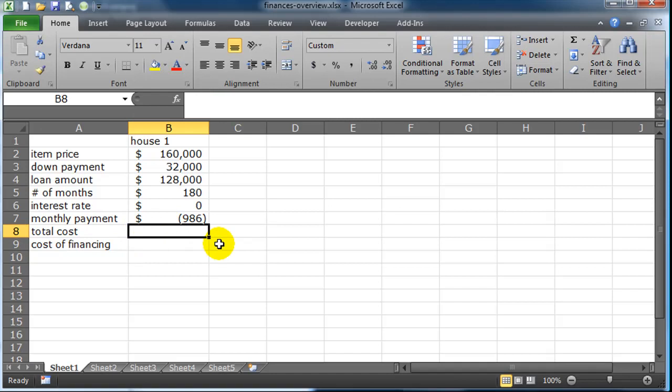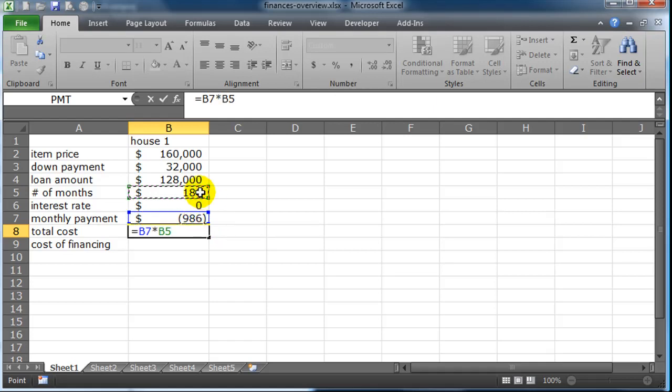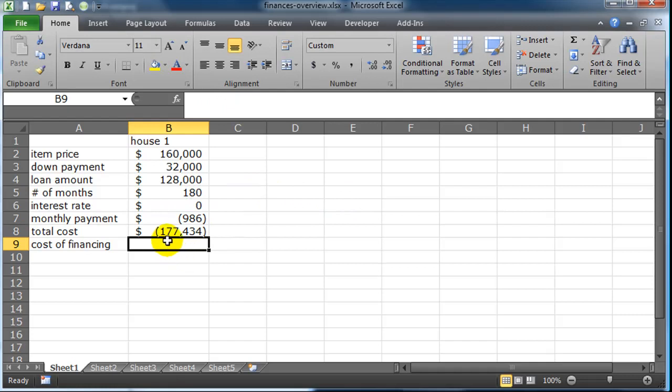My total cost is every payment I had to make. Okay, so that's how you have to think about it. So check this out. If I type in a regular formula and I take my monthly payment and I multiply it 180 times. Okay, so basically for this house I had to pay $986 and I had to do it 180 times. I'm not done yet, but I'm going to press enter anyway. There we go. $177,000. So the house cost $160,000, but if I add up all my payments, I had to pay $177,000.